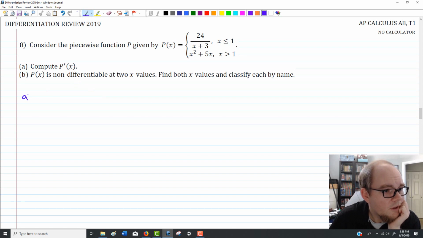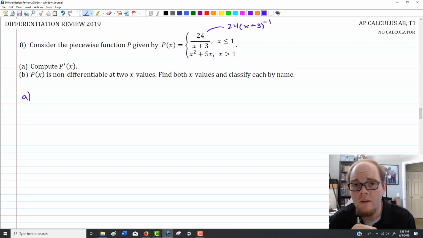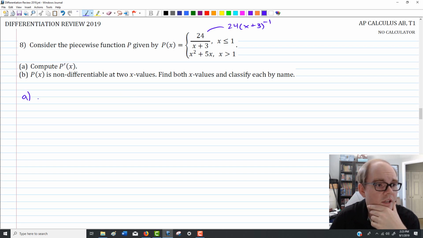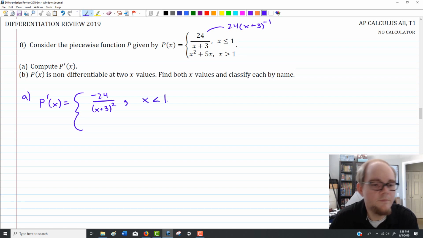So first and foremost, if we want to compute the derivative of this thing, it might be useful right off the bat to remind you that 24 over x plus 3 is the same thing as 24 times x plus 3 to the negative 1 power. In which case then when I write p prime of x in this way, hopefully you're comfortable with where it came from. Bring down the power, we'll get negative 24 times x plus 3 to the negative 2. So in our function here, we'll have negative 24 over x plus 3 squared. That'll be true for x values less than 1.